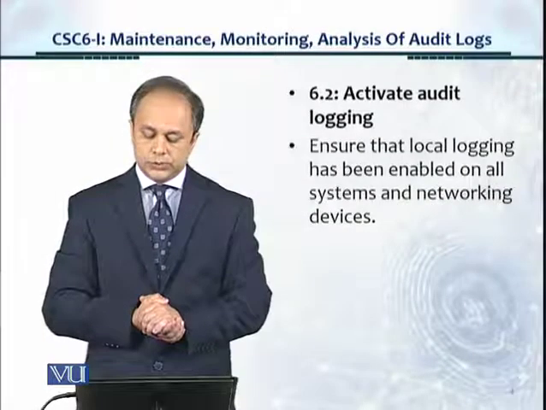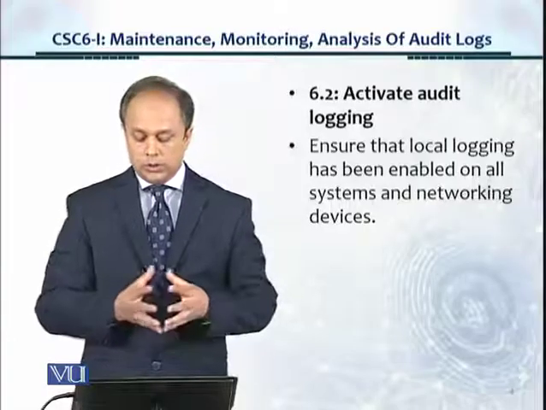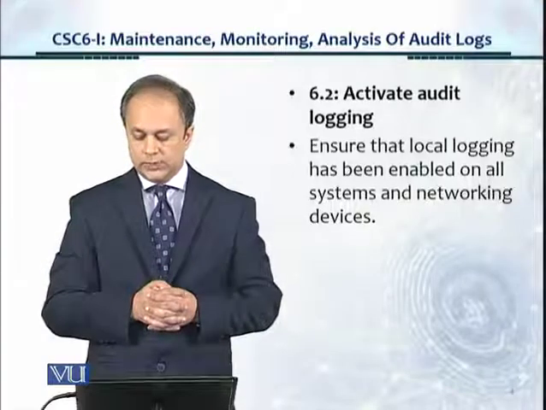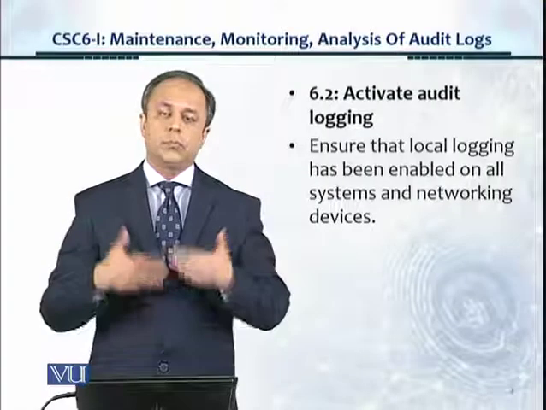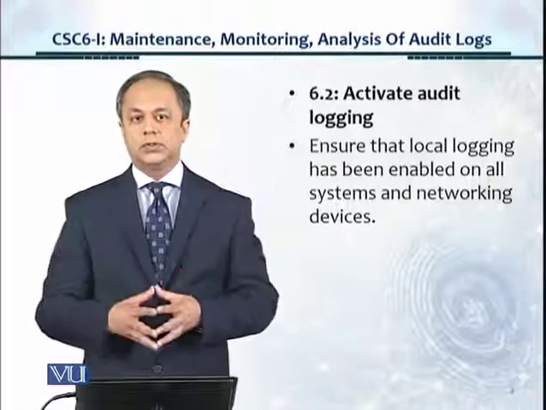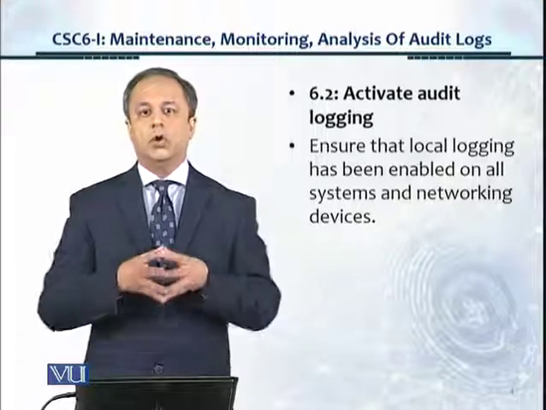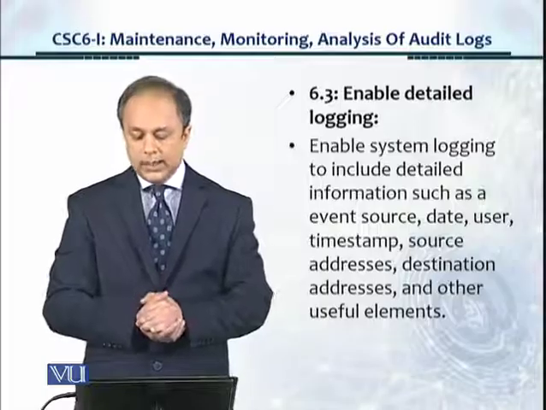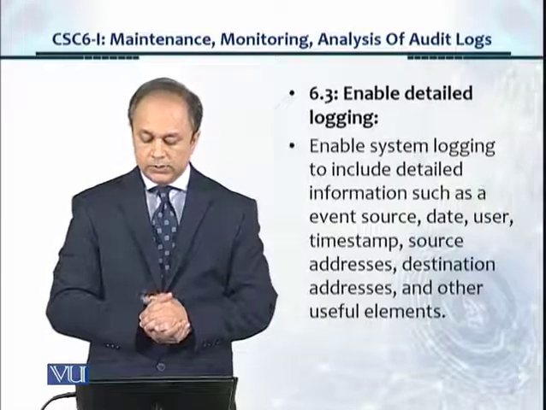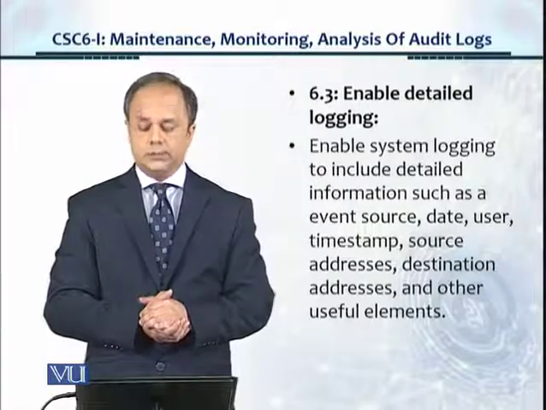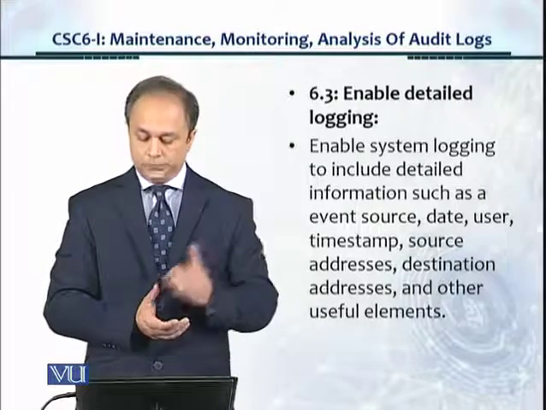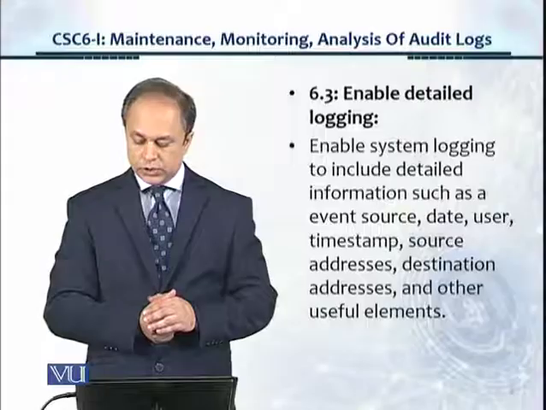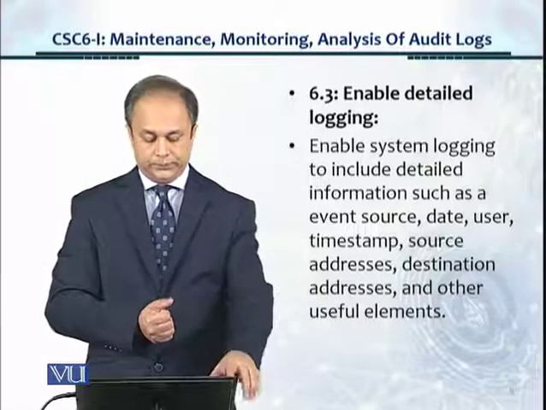Moving on to control 6.2, activate audit logging. Here the control says to ensure that local logging has been enabled on all systems and networking devices. So there's a local log which is generated on the memory of that device or server, and we should enable that as well. Control number 6.3 tells us to enable detailed logging. Enable system logging to include detailed information such as event source, date, user, timestamp, source address, destination address, and other useful elements.